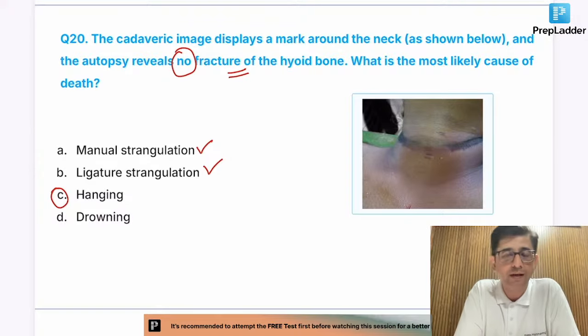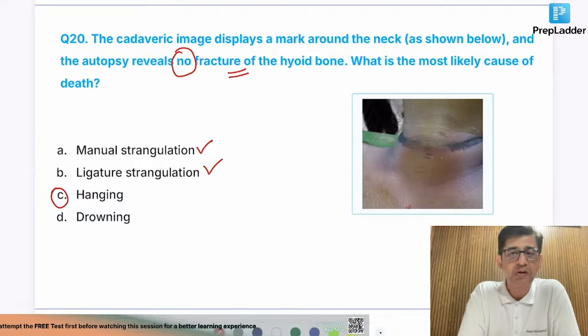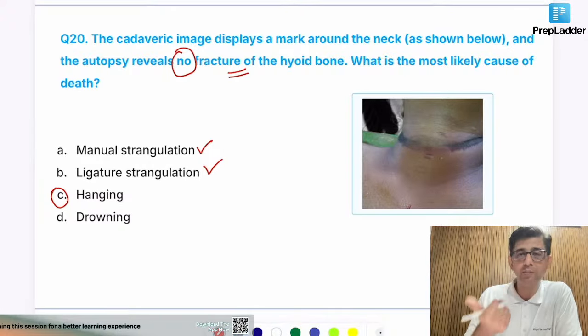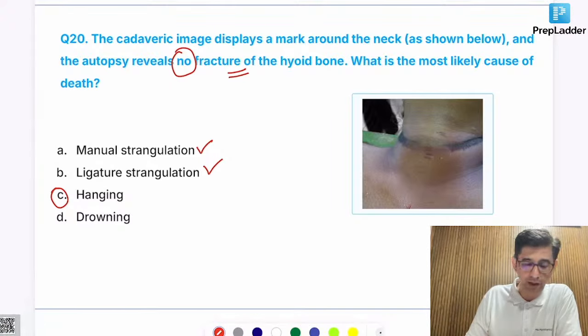And obviously I could have shown the Lee Fasciosympathetic sign, where one eye of the patient will be open because there could be pressure on the sympathetic chain, so the sympathetic discharge will cause that eye to remain open in a patient. But because there is no fracture of the hyoid bone, it would be hanging.